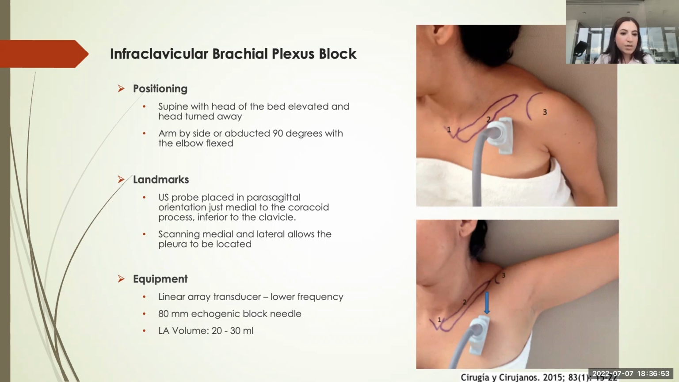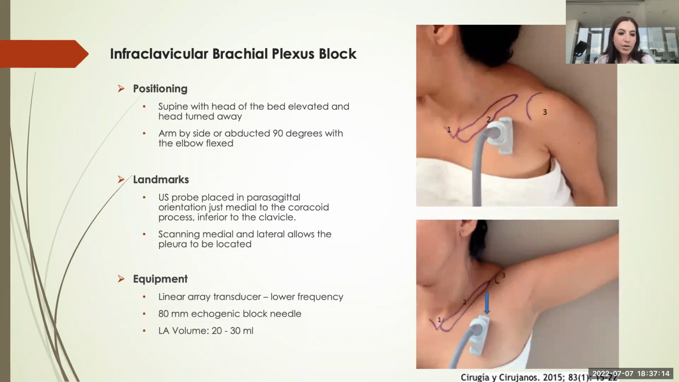As you can see, the ultrasound is placed in a parasagittal orientation, just medial to the coracoid process, which is marked here, and inferior to the clavicle. The needle trajectory is from cephalad to caudad. And scanning medially and laterally allows you to locate the pleura.